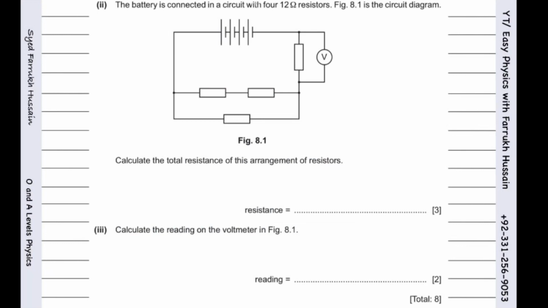The battery is connected in a circuit with four 12 ohm resistors. Figure 8.1 is a circuit diagram. Calculate the total resistance of this arrangement of resistors. Are they all in parallel? No, this is a combination of series and parallel.